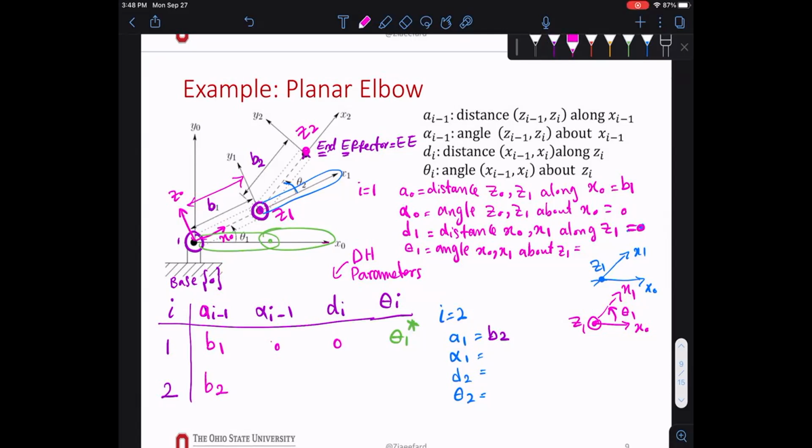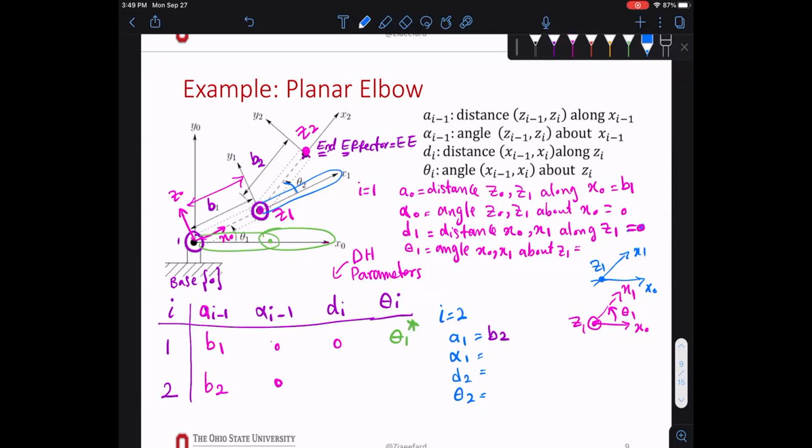What is alpha 1? Alpha 1 is the angle between Z1 and Z2. What's the angle between Z1 and Z2? 0. They are parallel, right? There's no angle. What is D1? Sorry. D1 is the distance between X1 and X2 along Z1.